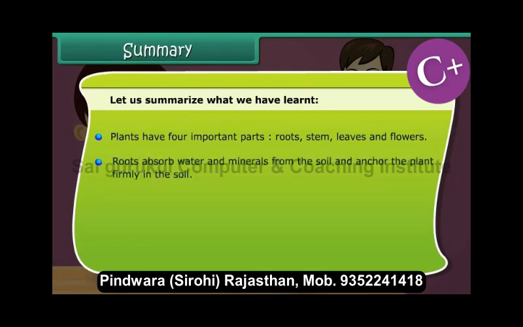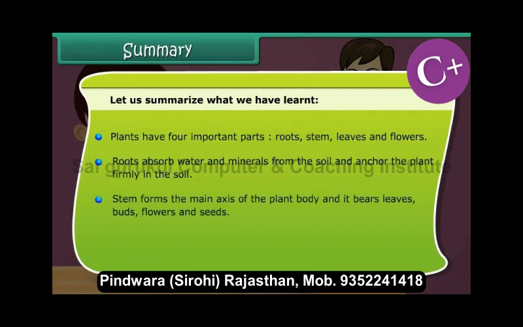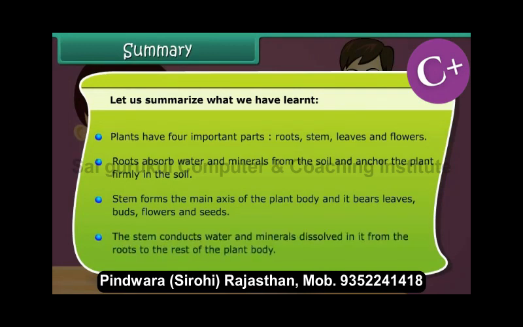Roots absorb water and minerals from the soil and anchor the plant firmly in the soil. Stem forms the main axis of the plant body and it bears leaves, buds, flowers, and seeds. The stem conducts water and minerals dissolved in it from the roots to the rest of the plant body.